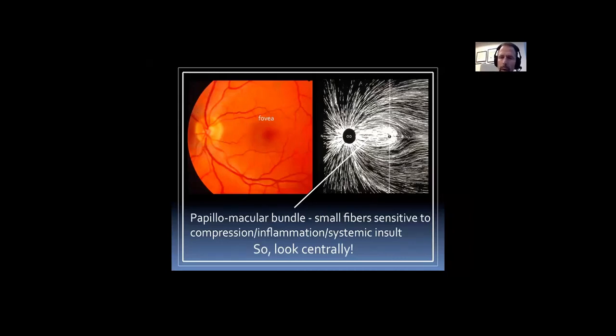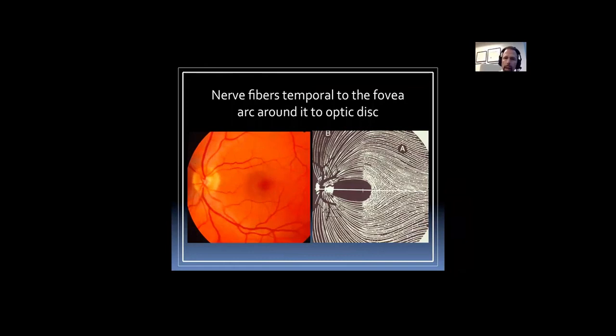So the first anatomic correlate we just talked about, the papillomacular bundle, small fibers sensitive to a variety of conditions that we just talked about. So when you look at the field test, when you look at the grayscale, you want to look centrally. The second anatomic correlate is that nerve fibers temporal to the fovea arc around the fovea. So they don't run right through, right? Because for you to have your good central visual acuity, you don't want those nerve fibers obscuring the foveal photoreceptor. So they run around it. And what that does is it creates this anatomic separation of the visual information.